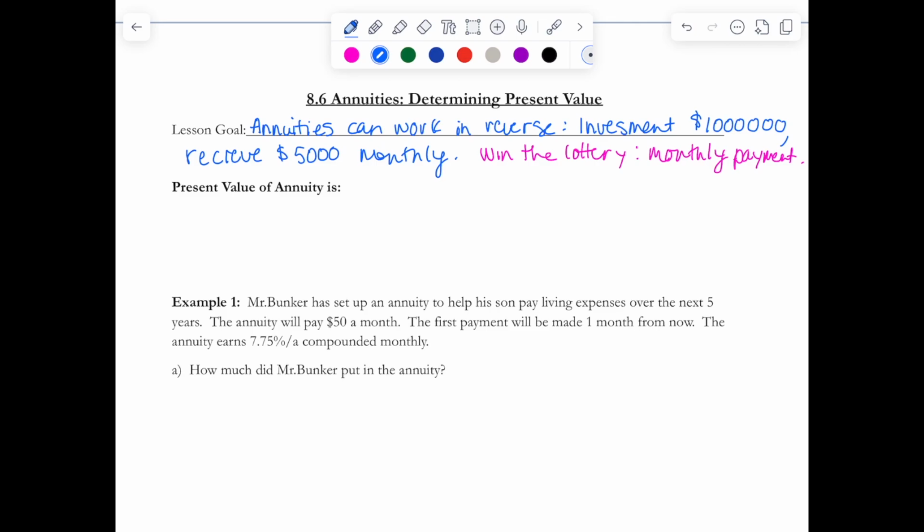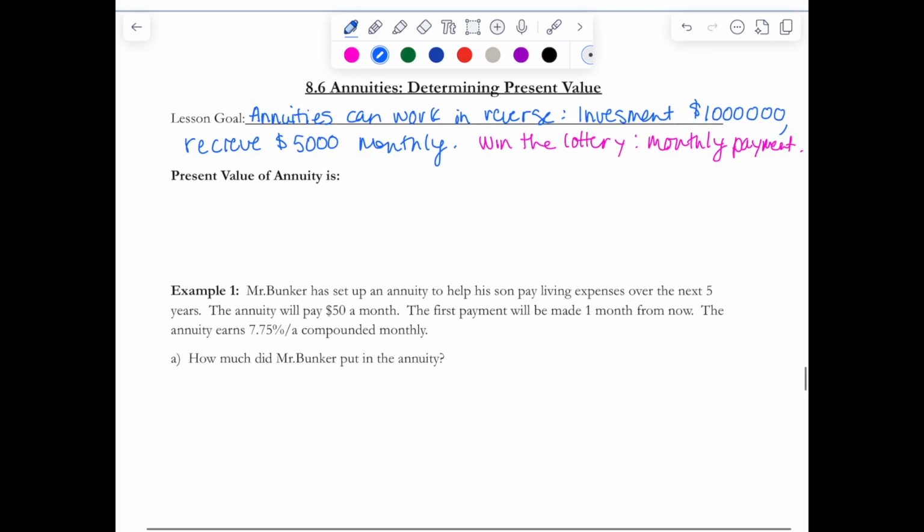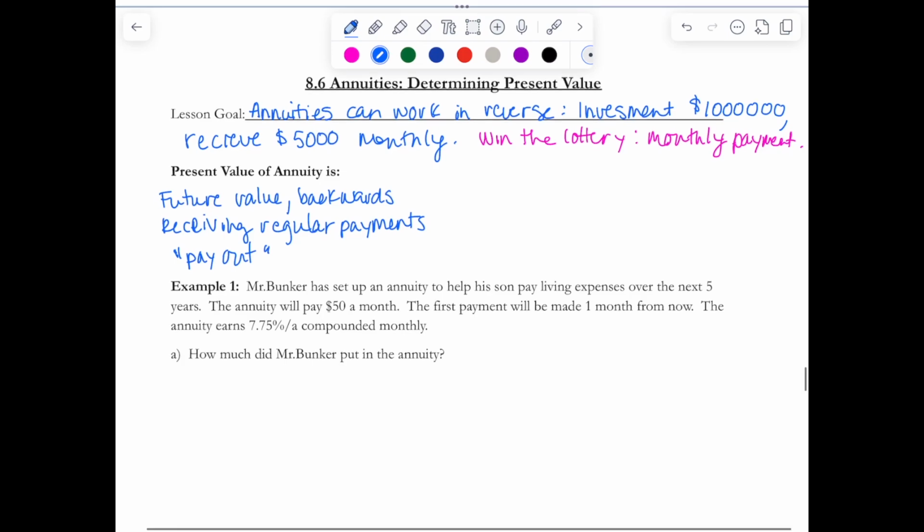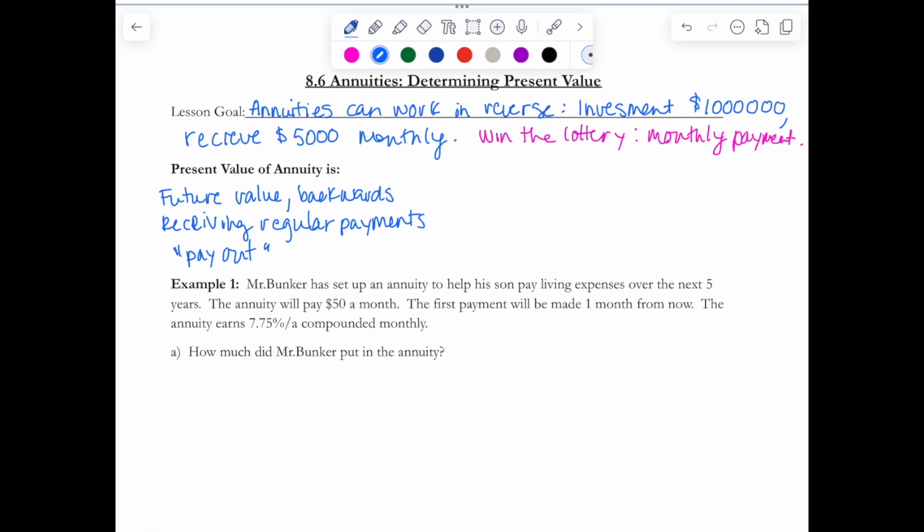So what is a present value of annuity? You can think about it as future value, but backwards. Instead of making payments, you're actually receiving regular payments. The word I'm going to use here is you're getting a payout, not a pay-in. So you're receiving regular payments from an investment.